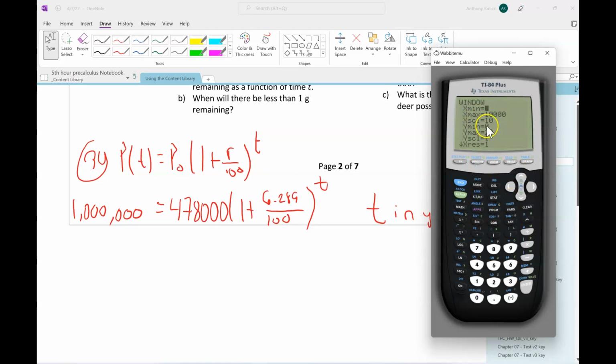So I'm going to go ahead and reset my window now. I don't really know how long it's going to take to basically double in population. I'm going to guess it'll be 100 years or less, but we can always move it out. That's a long time for a city. My minimum population would be 478. I'll make it a little bit less than that, maybe I'll just call it 400,000. My maximum population I'm looking for is 1 million, so I'm going to do a little bit more than that, maybe 1.25 million.